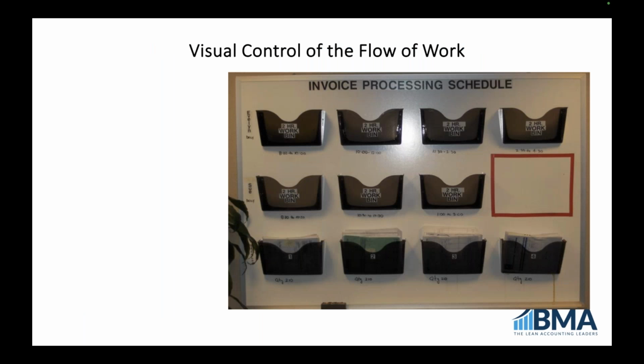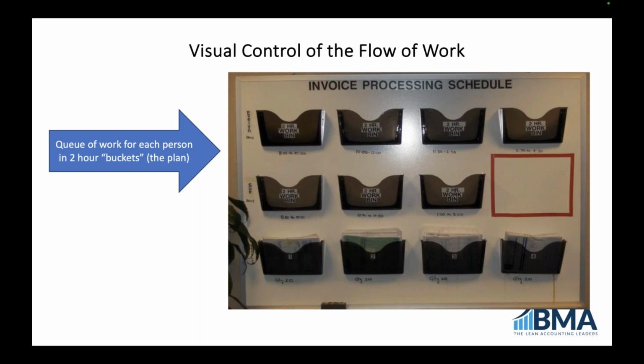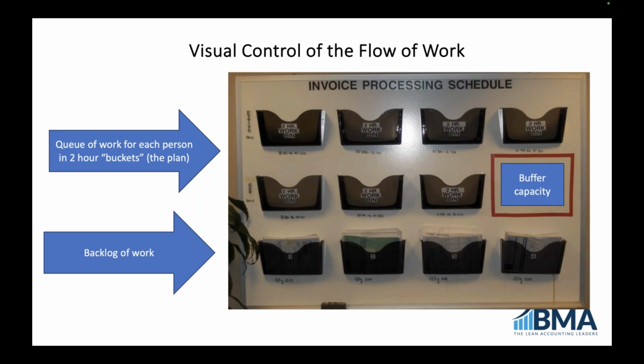You want to control the flow of work visually. And this is a simple example. It's a small accounts payable function. So they set up bins of 2 hours of work, and they basically load the invoices in. You see each person has 2 hours of work assigned to them. Then the backlog is on the bottom. You'll also notice that Sue doesn't have anything scheduled from 2:30 to 4:30. That is the idea of the buffer capacity. So again, you try to make the work visual in terms of controlling it.